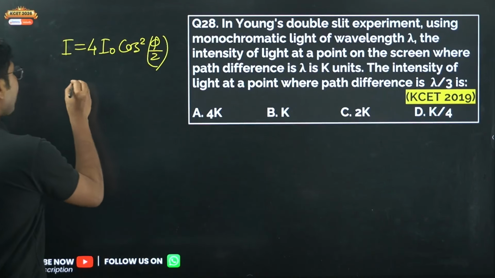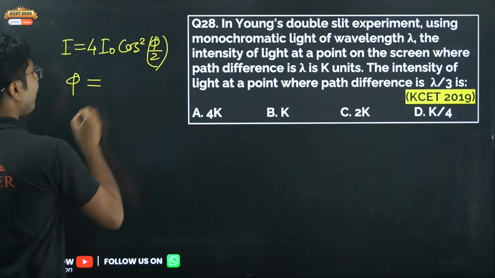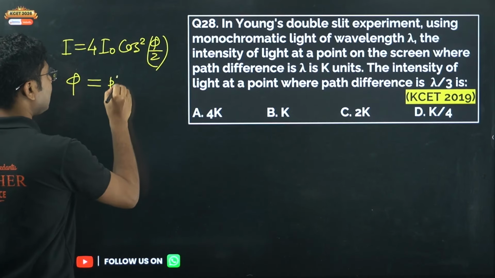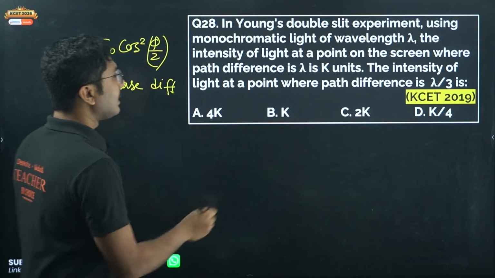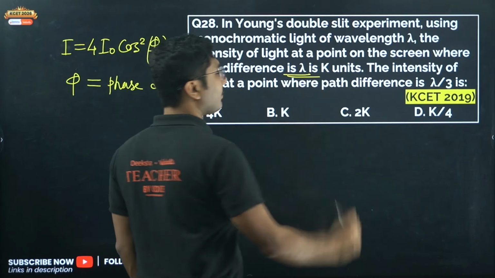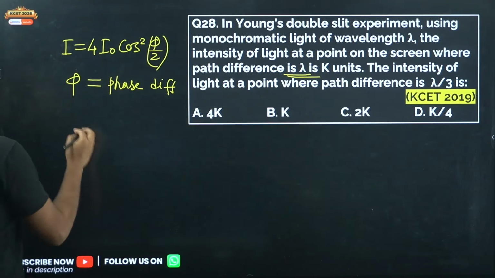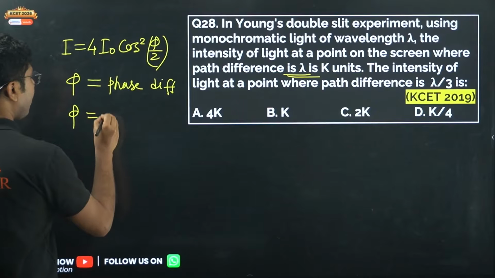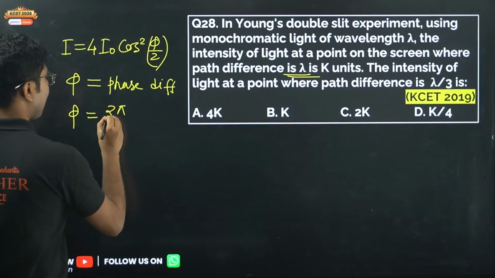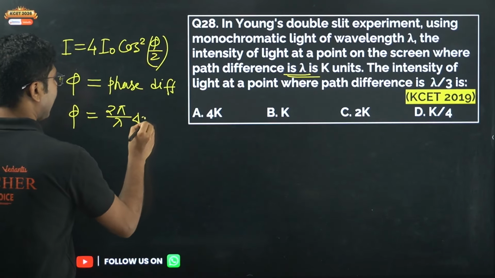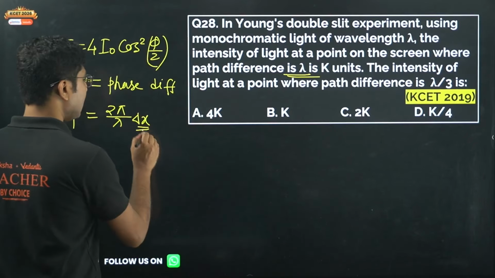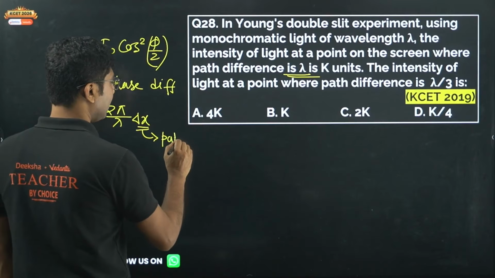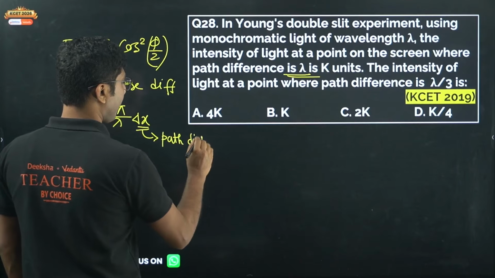Now here this phi is actually the phase difference. But if you see the question, they have given the path difference. So what is the relationship between phase difference and path difference? So it is 2 pi by lambda into delta x. Delta x is your path difference.